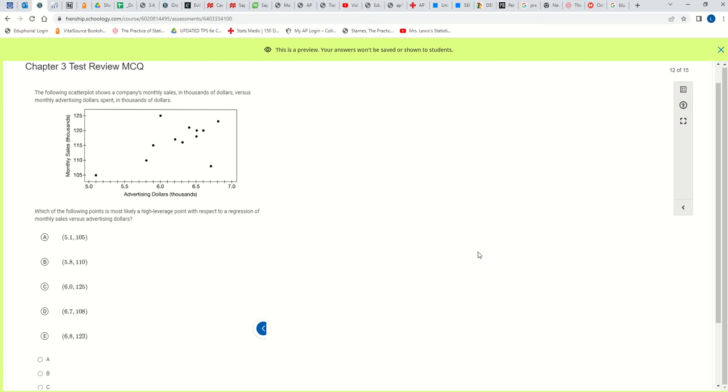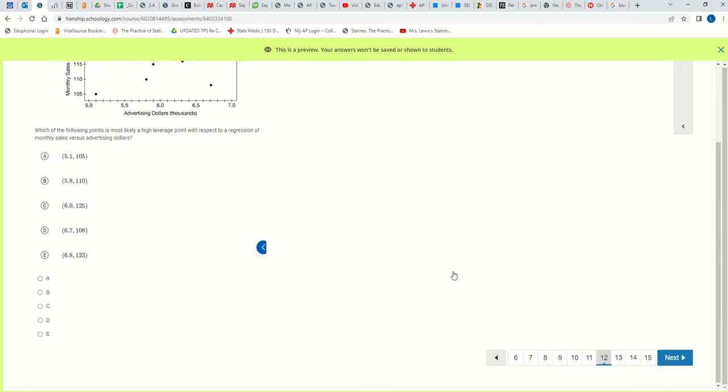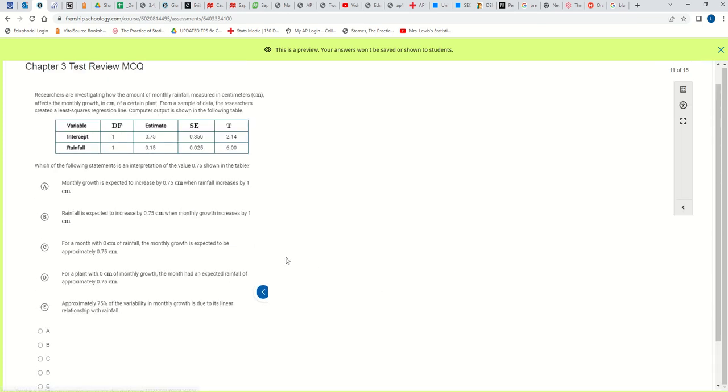Oh my gosh, this one's really easy. Look at the scatter plot. Which of the following points is most likely a high leverage point? High leverage point, don't get it confused with outlier. High leverage means that it's really out far to the left or to the right. So hopefully you're looking at the one in the bottom left corner, and you just need to pick the ordered pair that goes with that. What do you think? Perfect. A, yeah. And 11 was C, right? Yes.